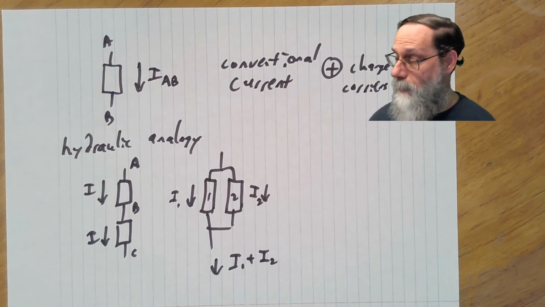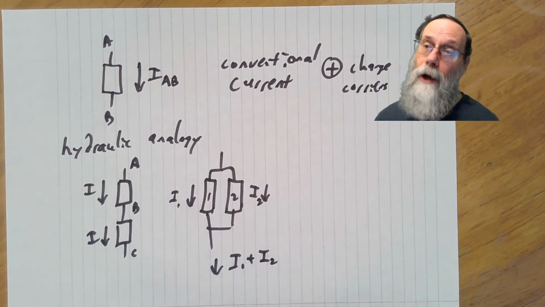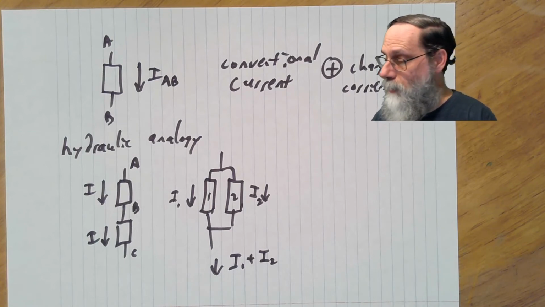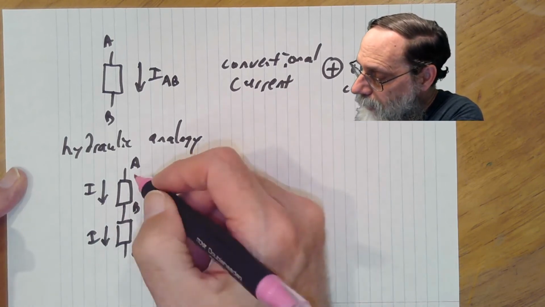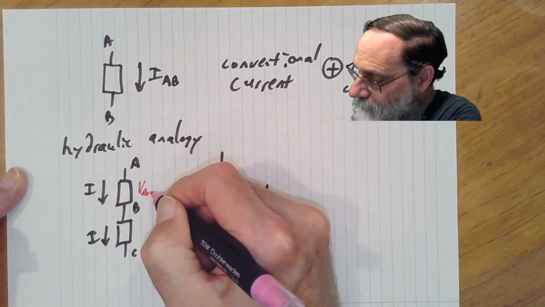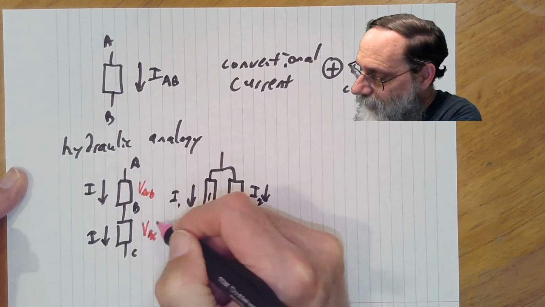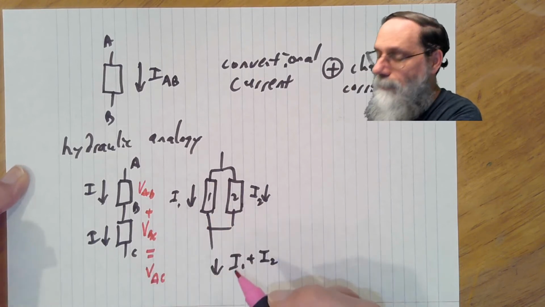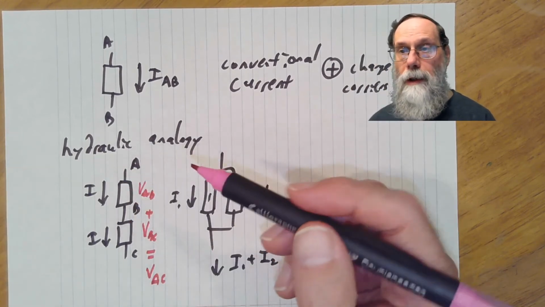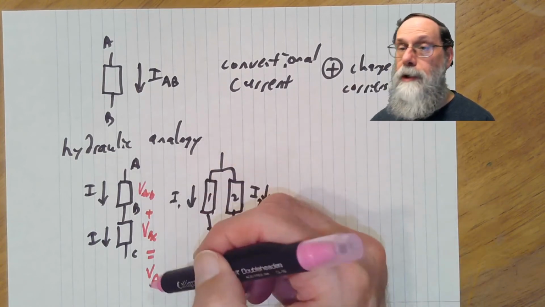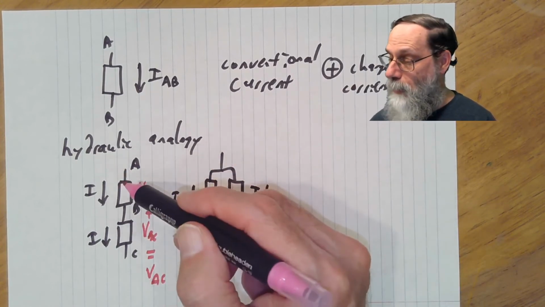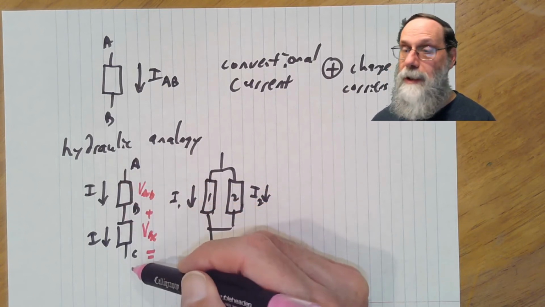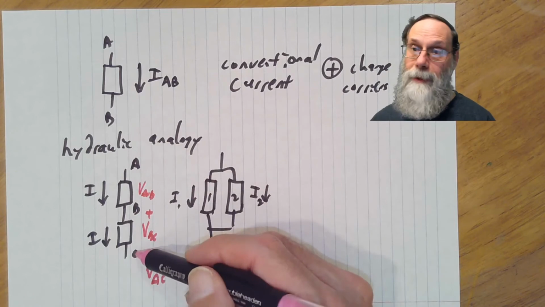Incidentally, the hydraulic analogy that I'm giving here of pipes can also be applied for voltages. If we think about it in terms of voltages, remember we had VAB and VBC adding together to be VAC. And if you want a hydraulic analogy for that, think of the voltage as being like pressure. Pressure drop across A and B, a pressure drop from B to C. The total pressure drop is from A to C.